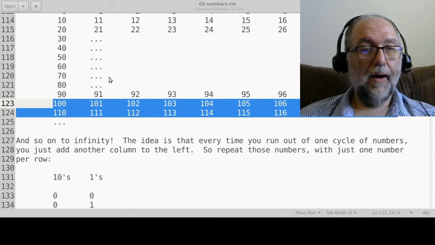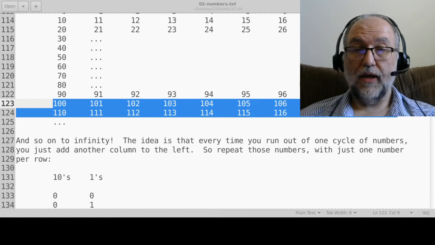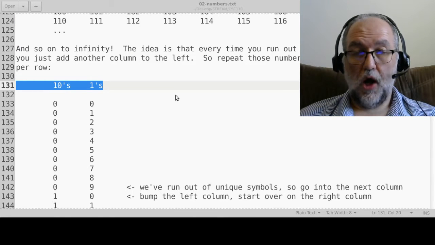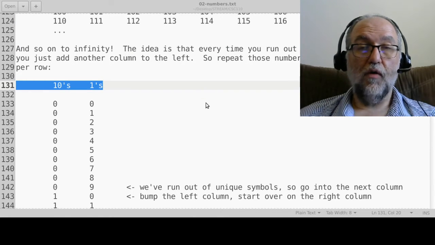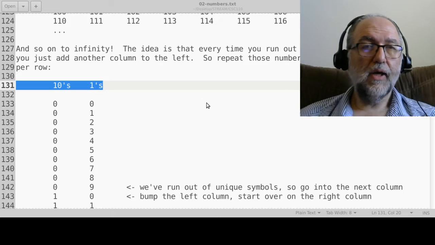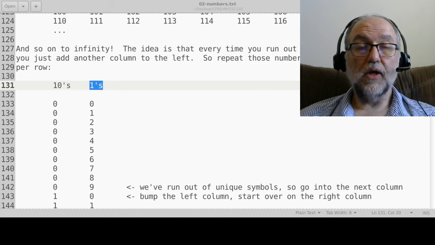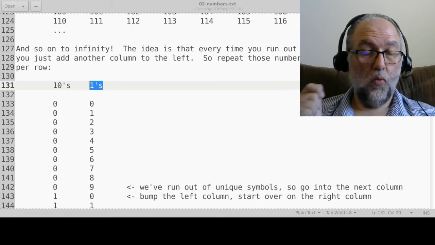All right, so let me show you yet another way to think about this. I'm going to count using just 2 columns. With 2 columns, you can go from 0 up to 99, because as soon as you get to 100, that is the first number where you need 3 columns. And the way to think about this is one column is the ones column. The column on the right is the ones column.